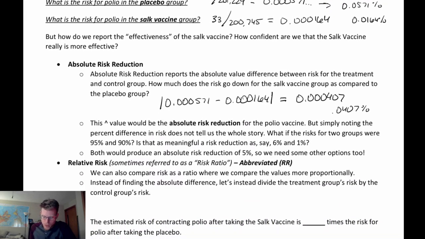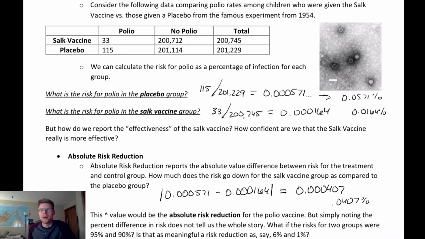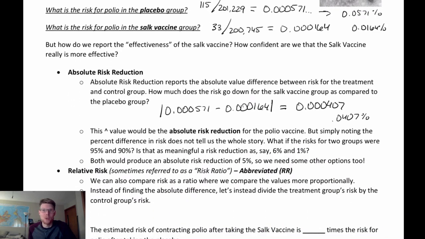But simply noting this percent difference in risk does not really tell us the whole story, right? Because if I'm just going by this measure alone, my thinking here is this is like nothing. Like this is a trivial difference in risk. So why would we bother with this vaccine if it's only contributing to a 0.0407% risk reduction for polio?